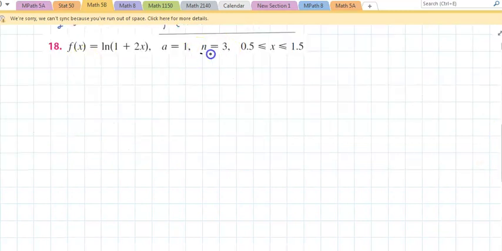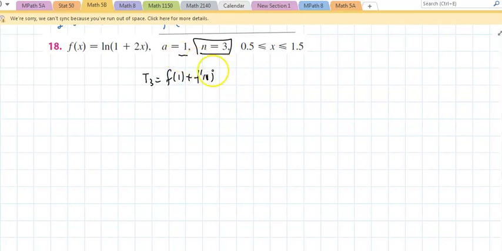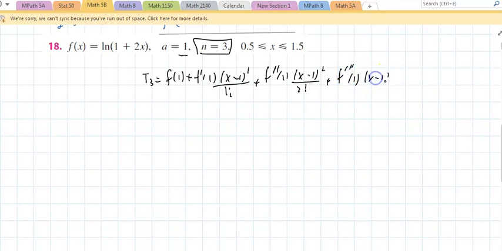And here's another problem. Here I want T sub 3, so I could say T sub 3 is actually f of 1 plus f prime of 1, centered at 1, that is, times (x minus 1) to the 1 over 1 factorial, plus f double prime at 1, (x minus 1) squared over 2 factorial, and one more. So all I need to do is find those.